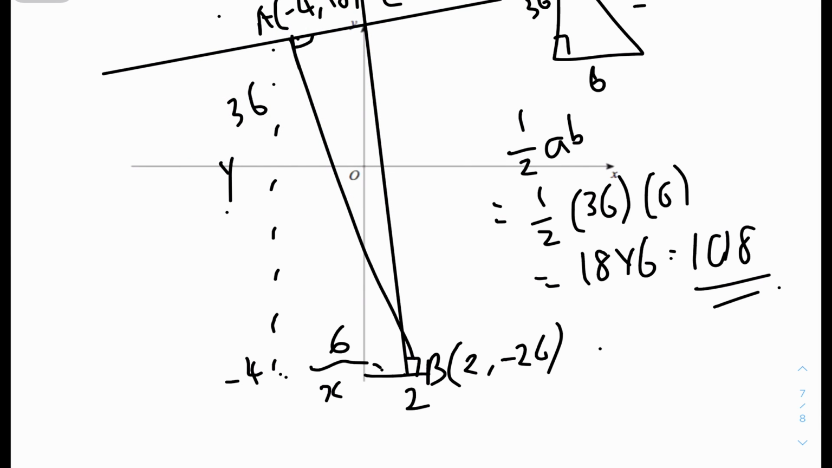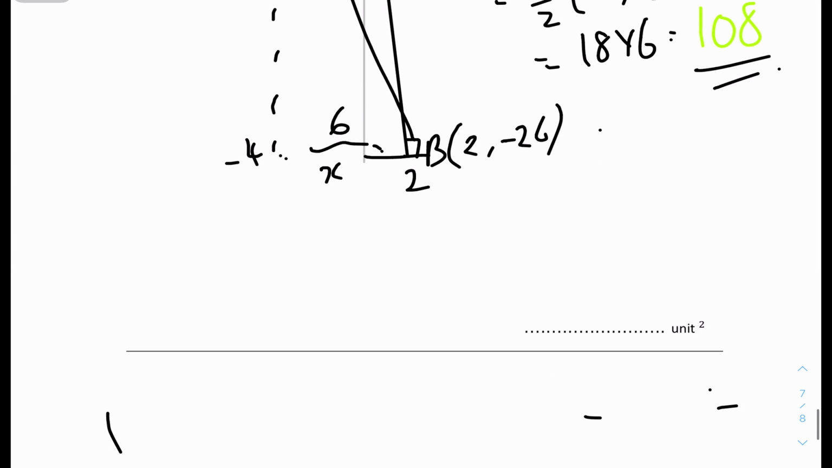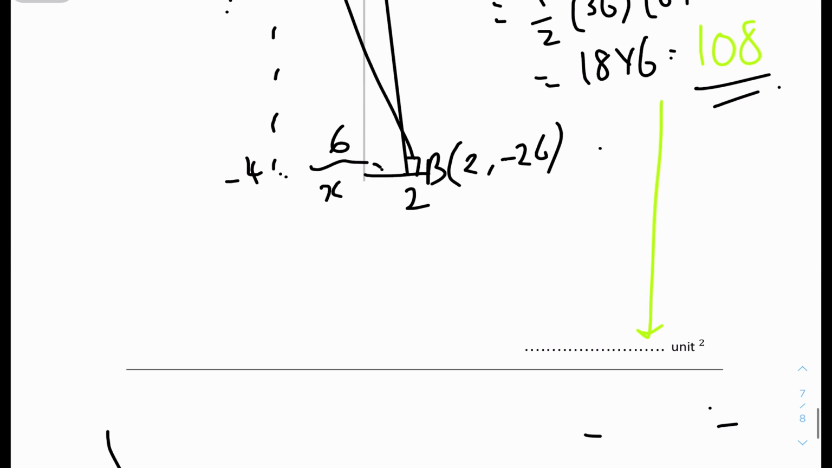And let's just write it in a new color. 108. And therefore, the area will be 108 units squared. And that's the final answer.